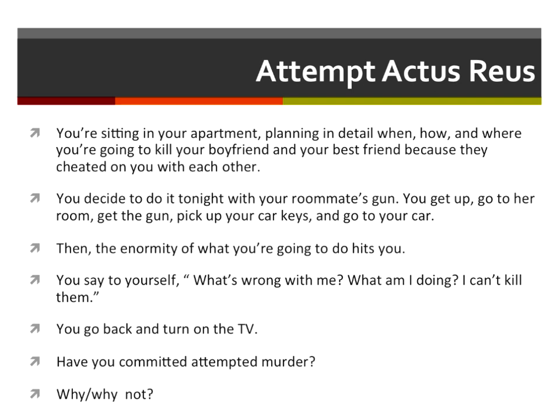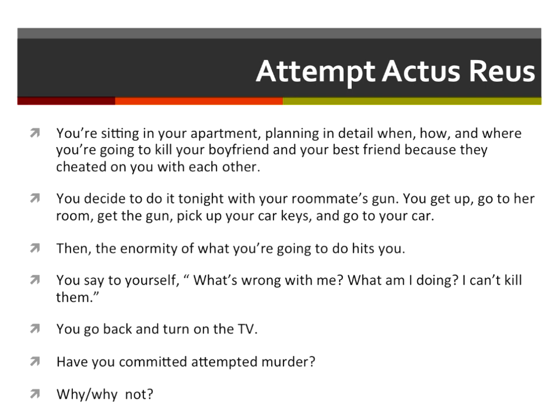So imagine you're sitting in your apartment, planning in detail when, how, and where you're going to kill your boyfriend and your best friend because your boyfriend cheated on you with your best friend. You decide you're going to do it tonight with your roommate's gun. You get up, you go to the room, get the gun, pick up your car keys, you go to your car. Then all of a sudden you're like, whoa, what is wrong with me? What am I doing? You go back, you turn on the TV. Have you committed attempted murder, and why or why not?